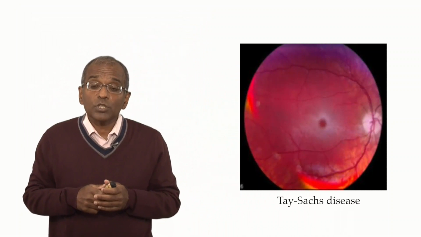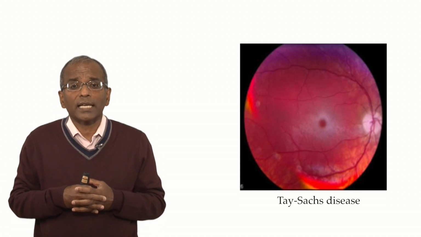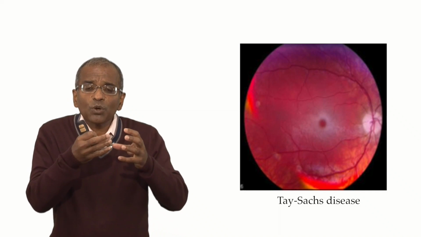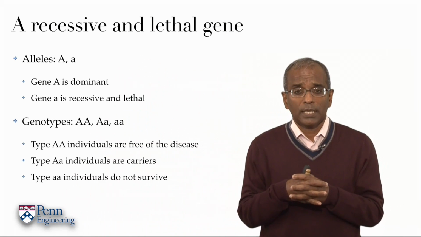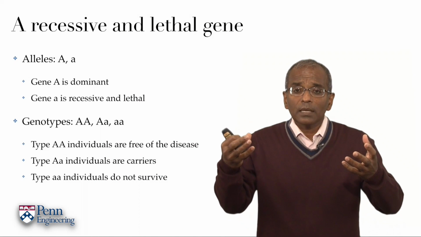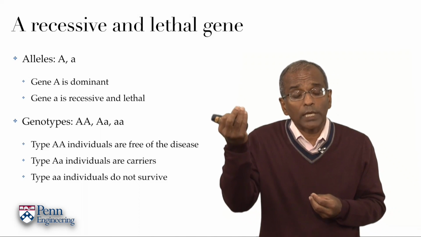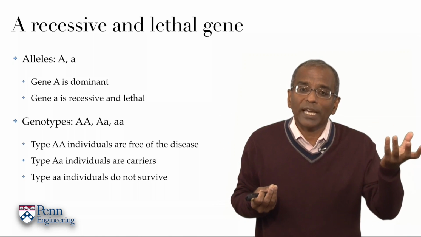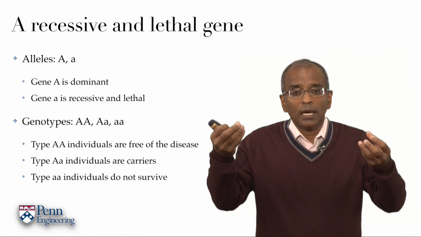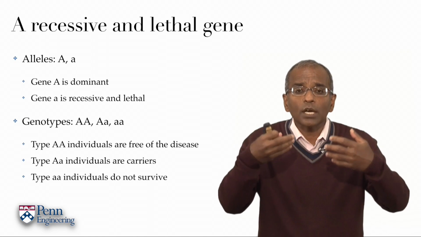On your right, you'll see the consequences of Tay Sachs disease, a degenerative neural disease which causes a degeneration of neural tissue and ultimately a breakdown of the organism. So this is the setting that we have in mind. A gene which appears, let's say, in two variants, two alleles, one of which is dominant, we'll call that capital A, uppercase A, one of which is recessive and lethal, lowercase a. Our interest is in how such genes evolve and propagate through the generations.